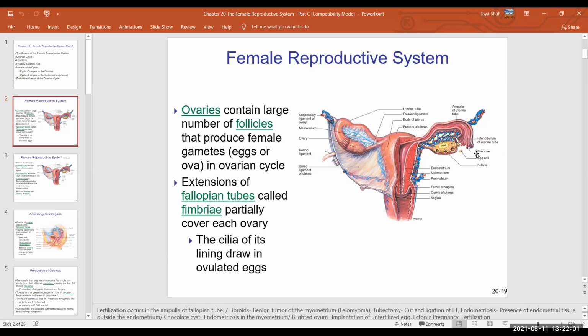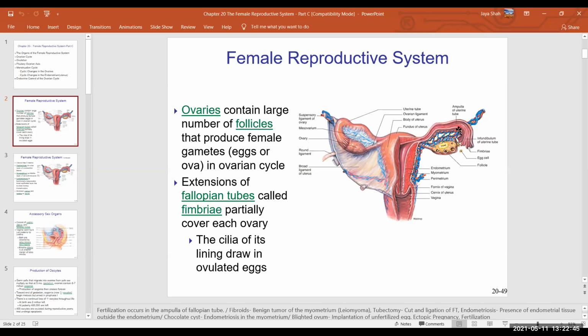Once the egg is released, the fimbriae of the fallopian tube contract. When they contract, there is some mucus, some fluid, and they create a wave of the fluid. Through that negative wave, they pull the egg through the fimbria. They have cilia. The cilia create the wave and suck the egg inside and bring it into the infundibulum. From the infundibulum, it comes into the ampulla, the dilated, enlarged region of the fallopian tube.